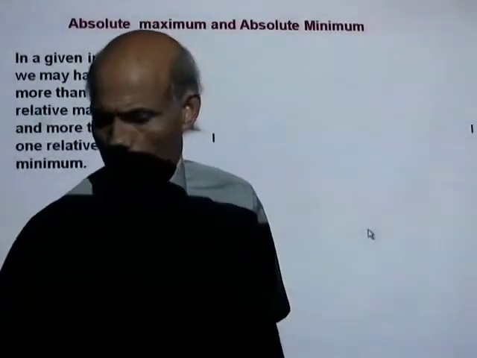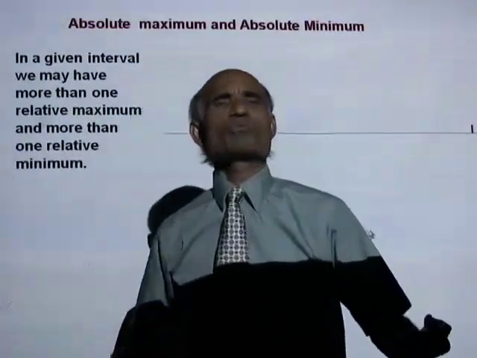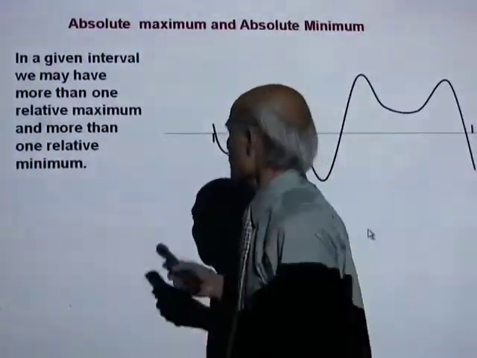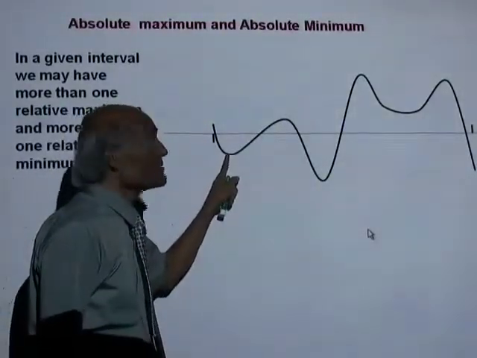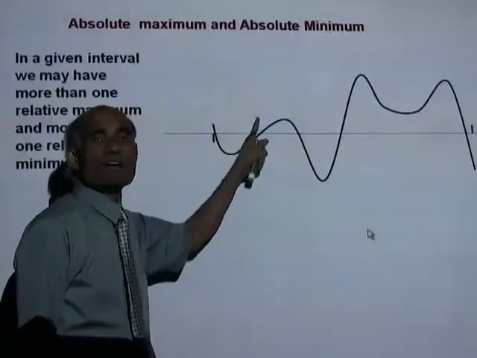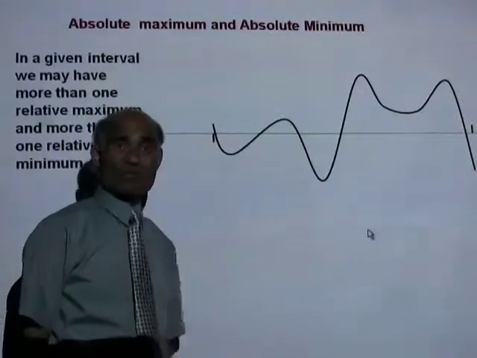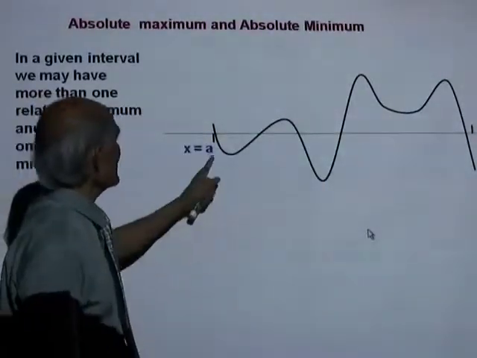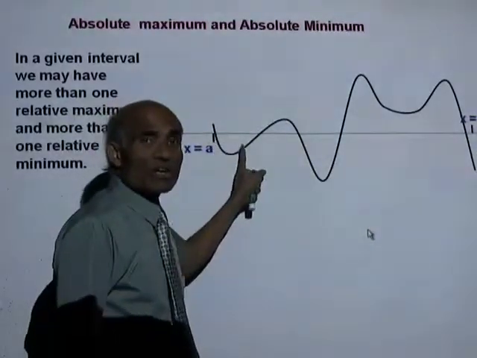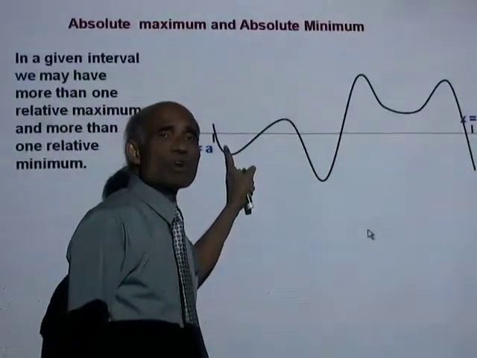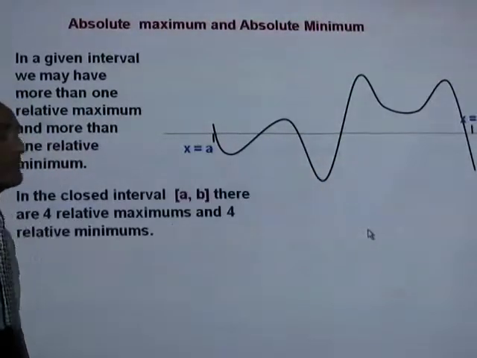All right. Let me draw a hypothetical graph, not the graph of a real function, but I just made it up. Now look at this. That is a hypothetical graph. If you look at this, there's a local minimum here, a relative minimum here, a relative maximum here, a relative minimum here, and so on. There are many. That's x equal to a, and that is x equal to b, and we are studying the behavior on the interval from x equal to a to x equal to b.